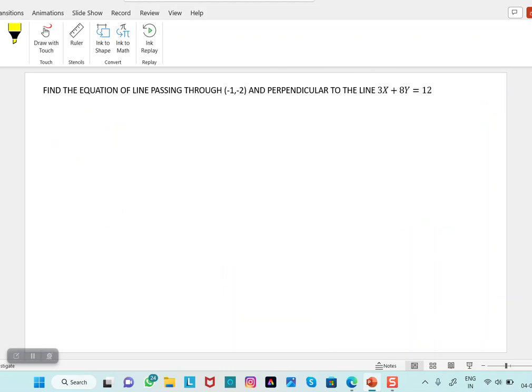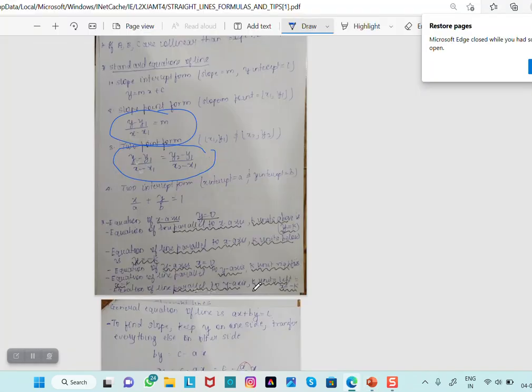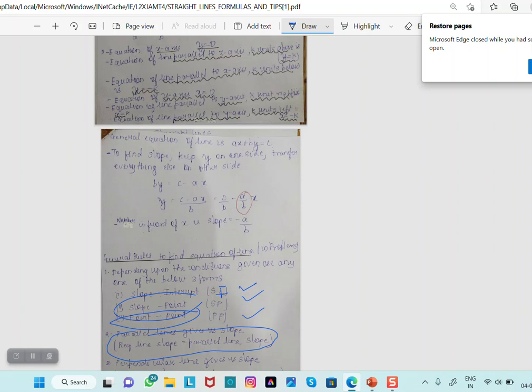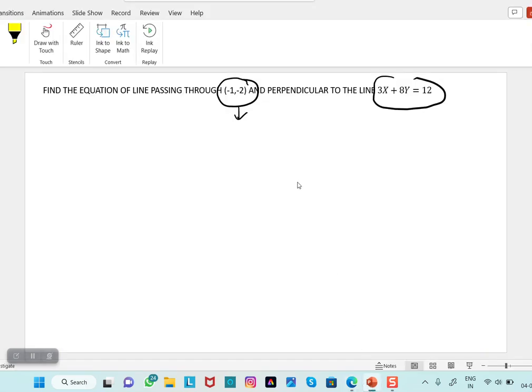We now move to the next problem. Find the equation of a line passing through the point 1, minus 2 and perpendicular to this line. Now again we have to find which form we have to use among the discussed forms, that is slope intercept, the slope point and slope point. We have to see which form we have to use. Now that purely depends on what is there in the question.